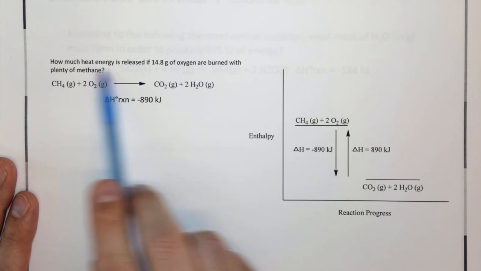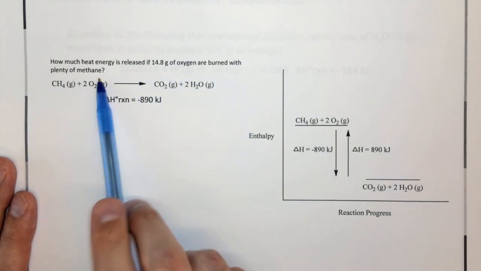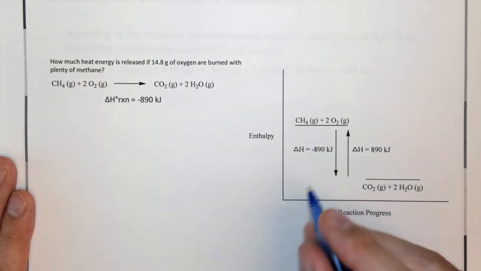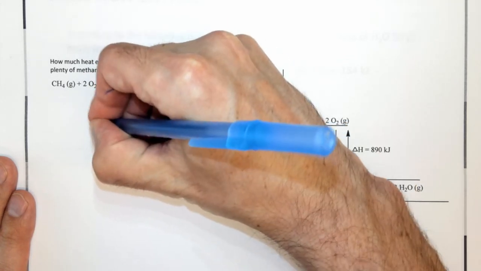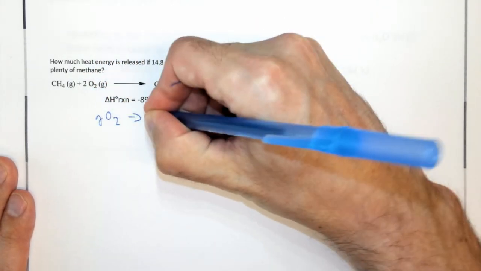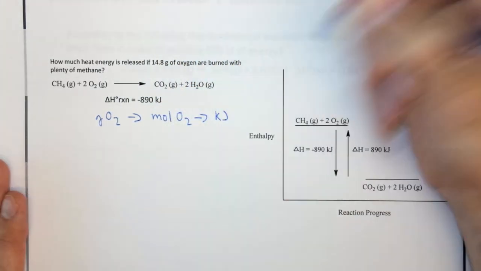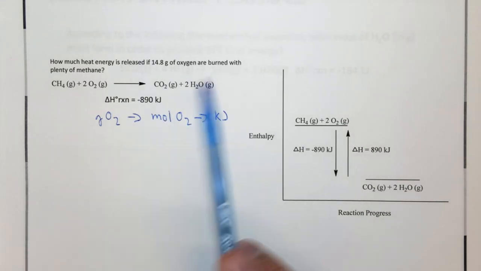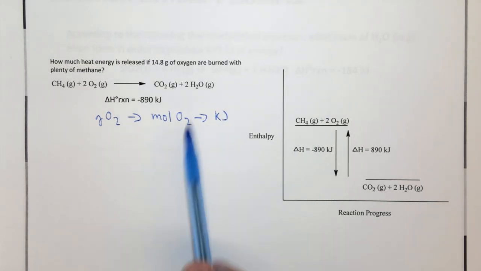Here it says how much heat energy is released if 14.8 grams of oxygen are burned with plenty of methane. So here we have grams of oxygen. Well, what we want to do is convert from grams of oxygen to moles of oxygen and then finally to kilojoules of heat energy, or enthalpy. Note that this is very much like the dimensional analysis you've done before, except now we have energy in it.